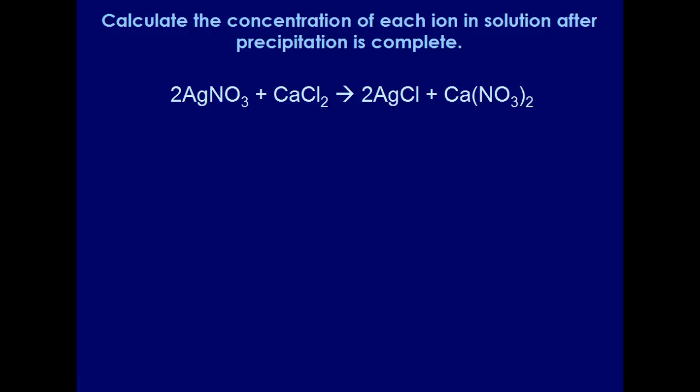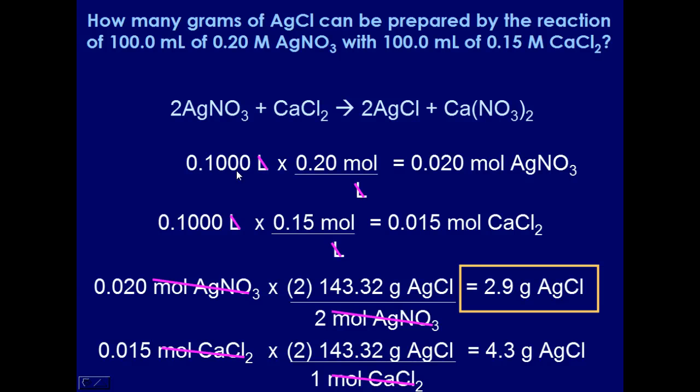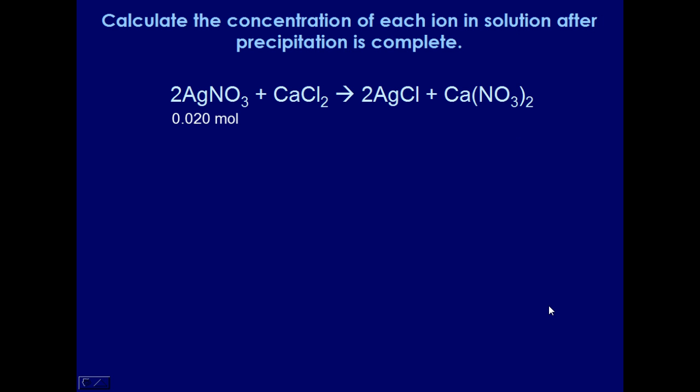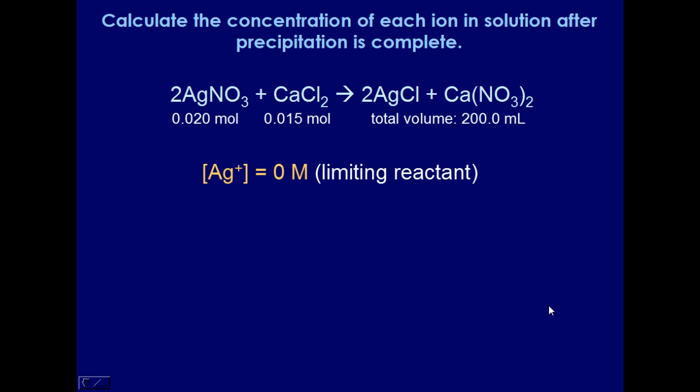So if we go back to our previous problem, we determined that silver nitrate was our limiting reactant because that made the smaller amount of product, 2.9 grams. With that in mind, all of the silver was consumed to make that silver chloride product. So the actual concentration of silver in our reaction mixture would be 0. Because again, all of the silver was used to make the silver chloride.